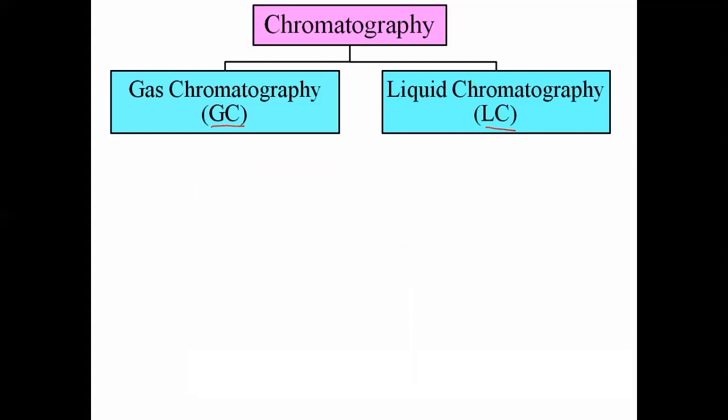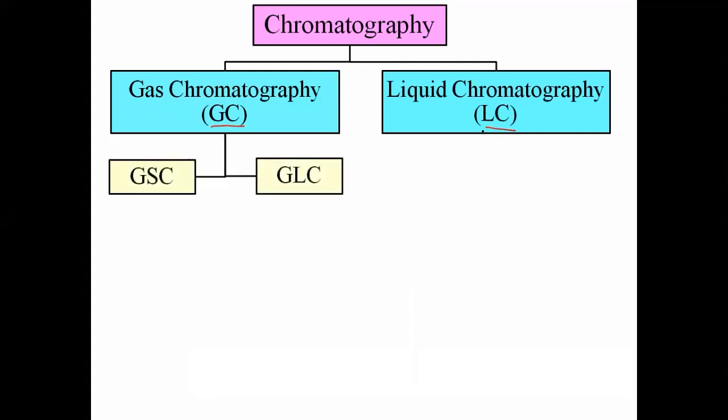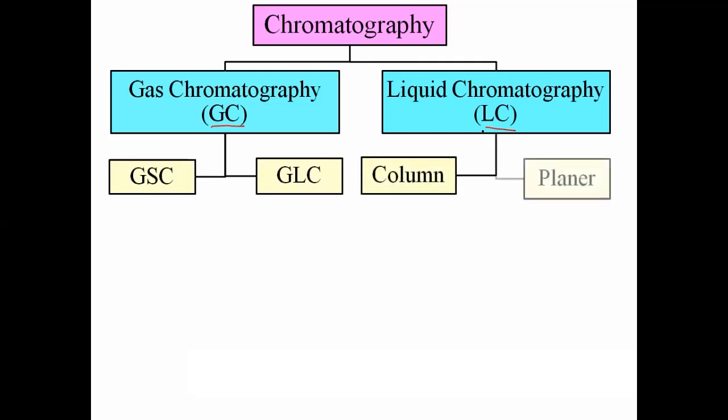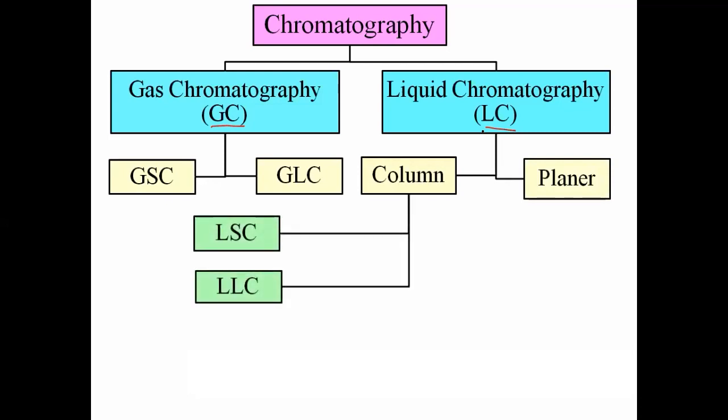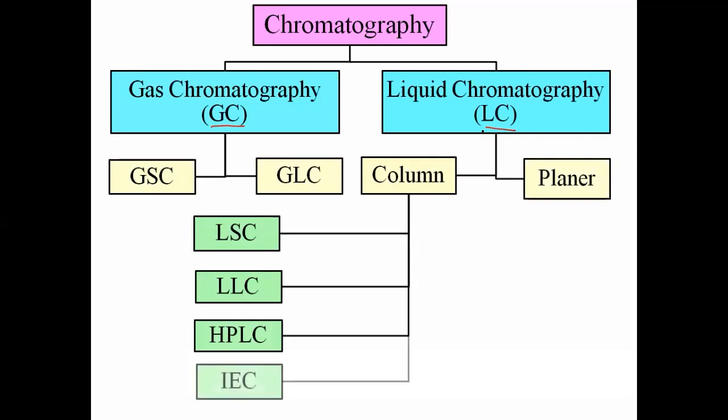Suppose there is a gaseous mobile phase, then it is called gas chromatography. And if liquid is mobile phase, then it is liquid chromatography, LC. Gas chromatography again subclassified into two types, GSC, gas solid chromatography, and GLC, gas liquid chromatography. Then liquid chromatography classified into two types, column and planar. Actually, if separations are carried out in the form of column, then it is column, and the separations are carried out in the form of plain sheet, then it is called planar chromatography.